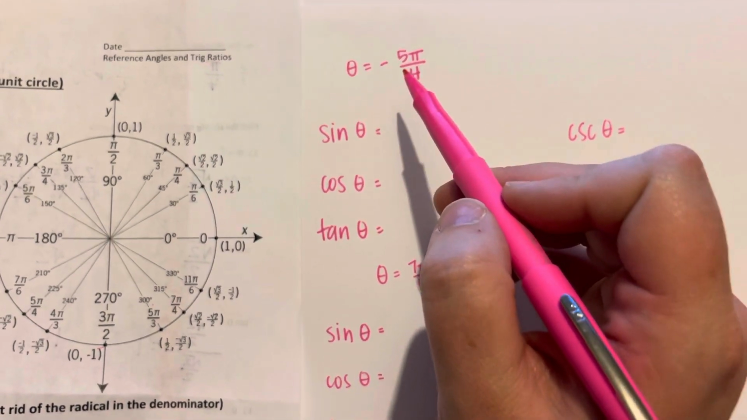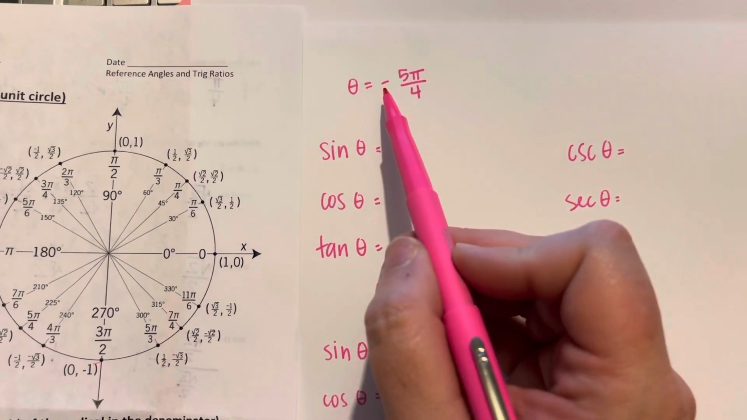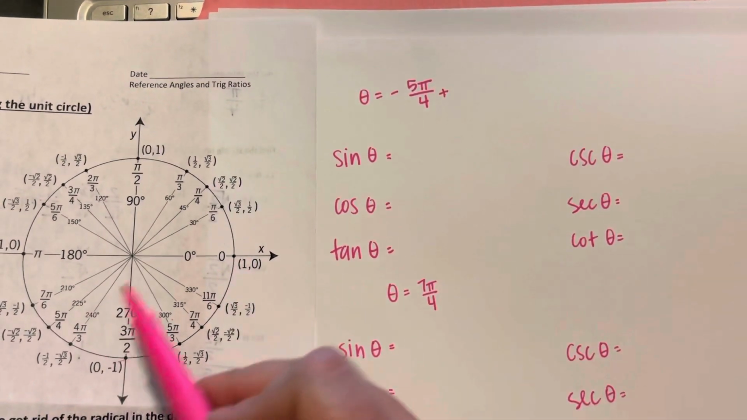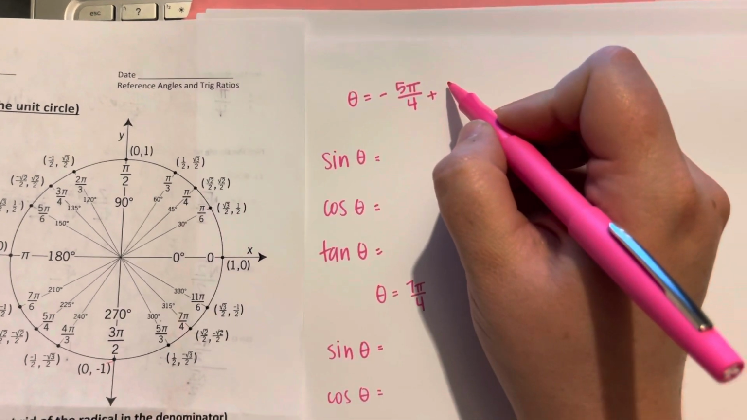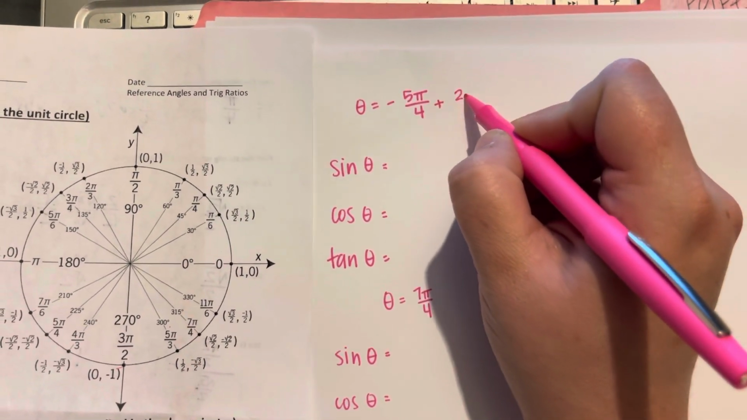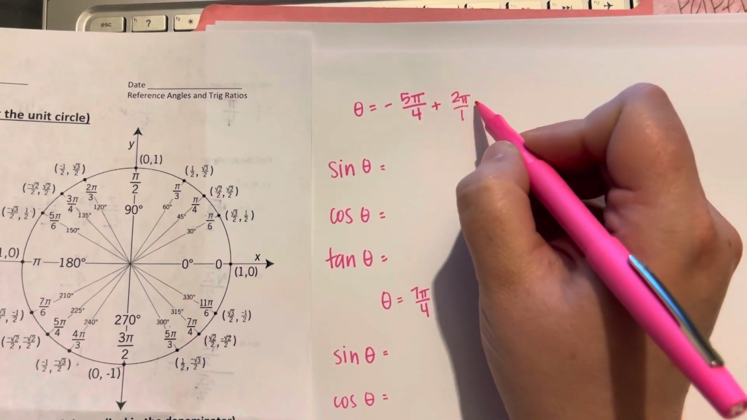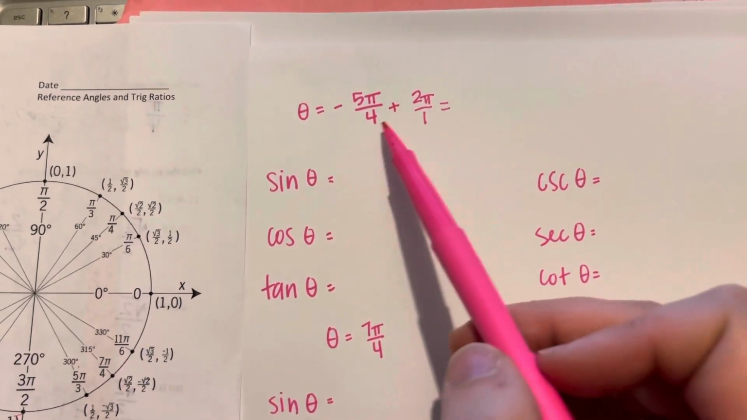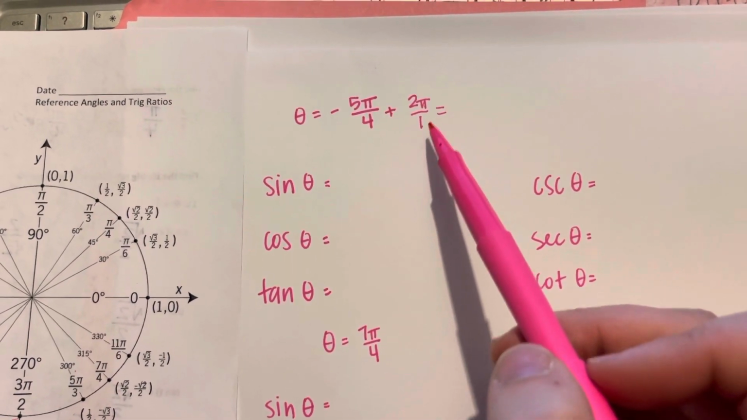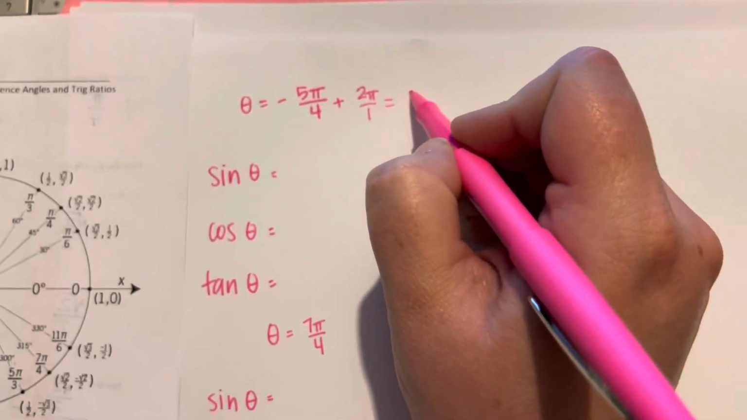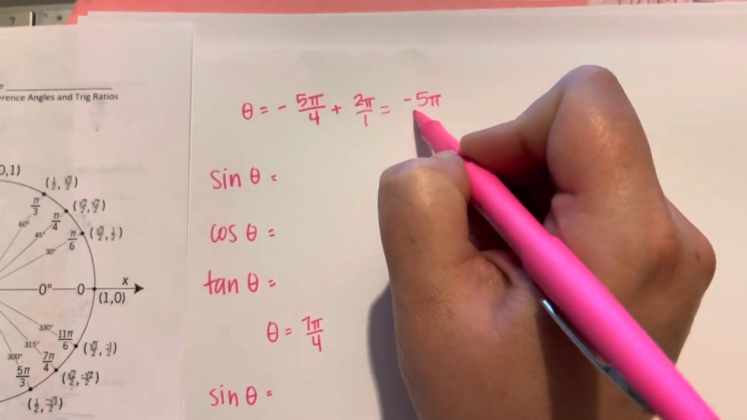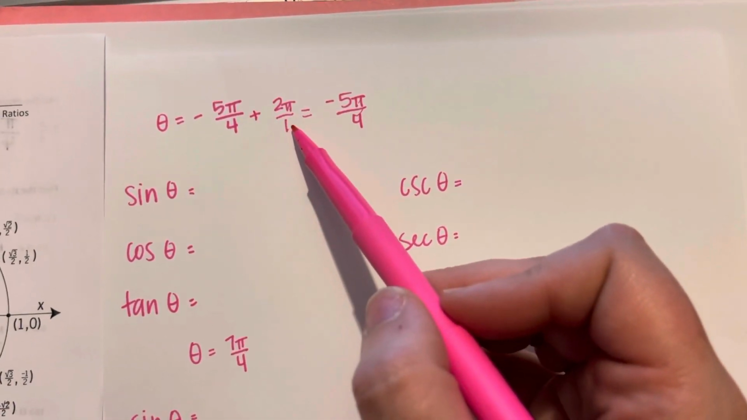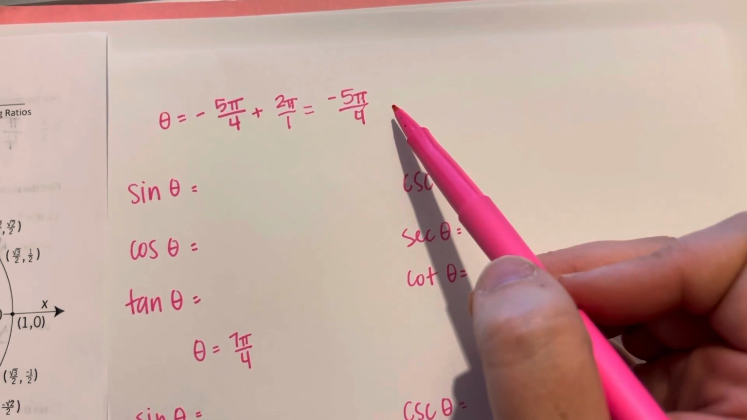So coterminal, if you need it to be positive, say it's already negative, you need to add a full rotation. A full rotation all the way around in radians would be 2 pi. So I would need to add 2 pi or 2 pi over 1 to this. The issue here is that these do not have the same denominator, so I would need to rewrite this. I can leave negative 5 pi over 4, but I need to change the denominator of this to make it 4 so that I can add them.